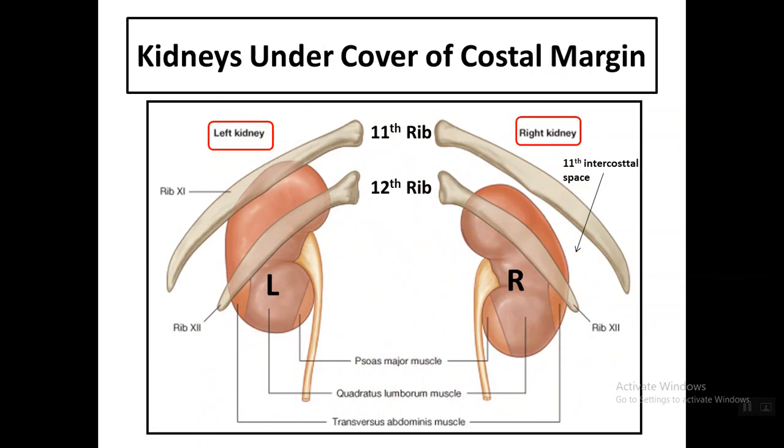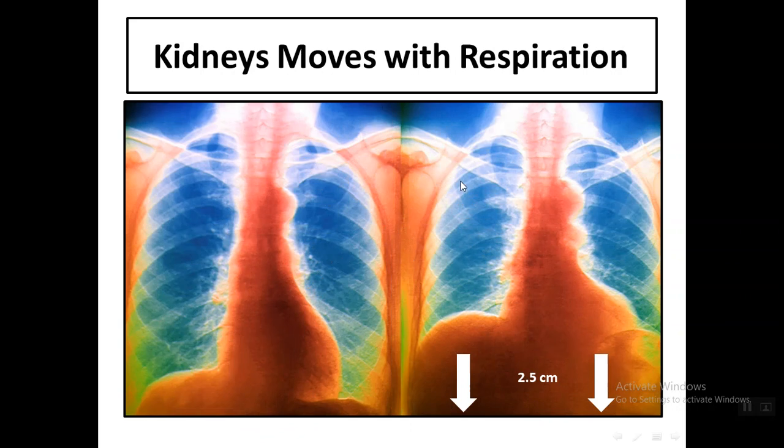They are under the cover of the costal margin. The left kidney is covered by the 11th and 12th ribs, while the right one, which is lower than the left, is covered only partially by the 12th rib. The kidneys are located on the posterior abdominal wall muscle, so they can move down with respiration, about 1 inch, that is 2.5 centimeters, when we take a deep breath.